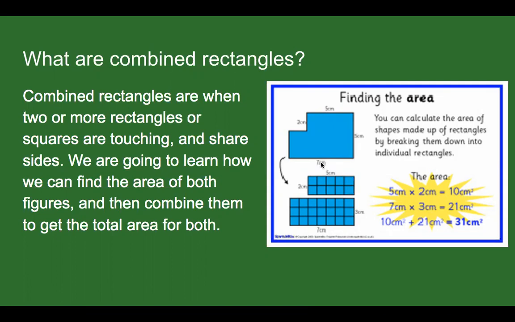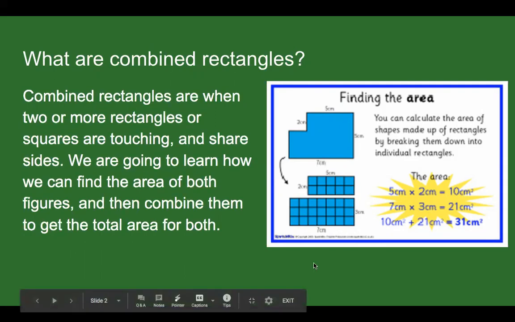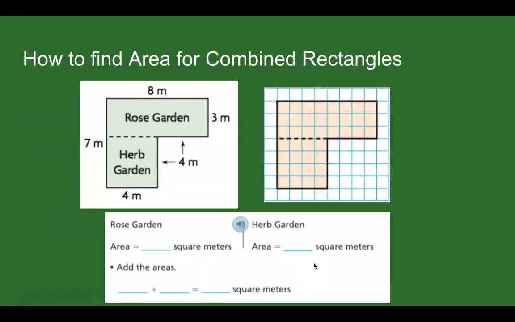If we calculate the area of each of these shapes by breaking them apart, we can then combine them to find the whole area of this figure. So we want to break them apart first to find these two separate areas in order to bring them back together to find a total area for the whole figure. So let's try an example together.